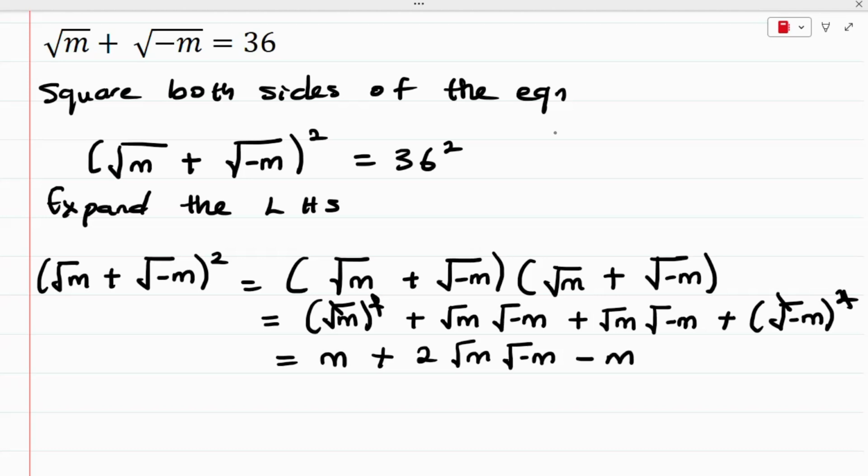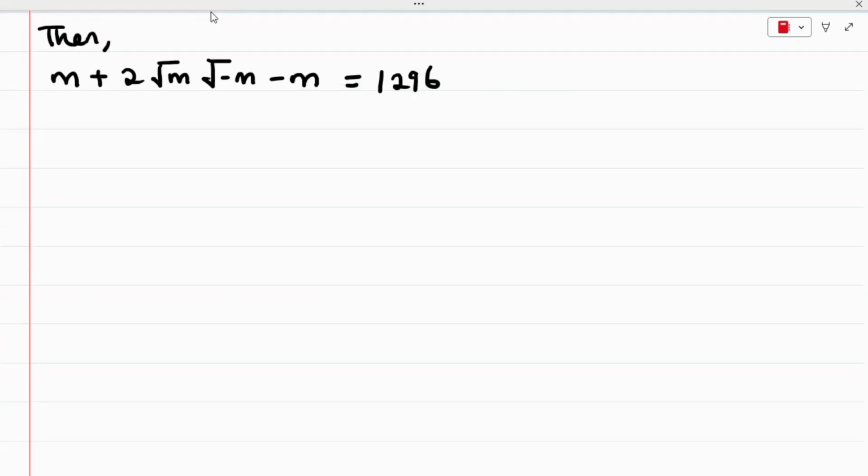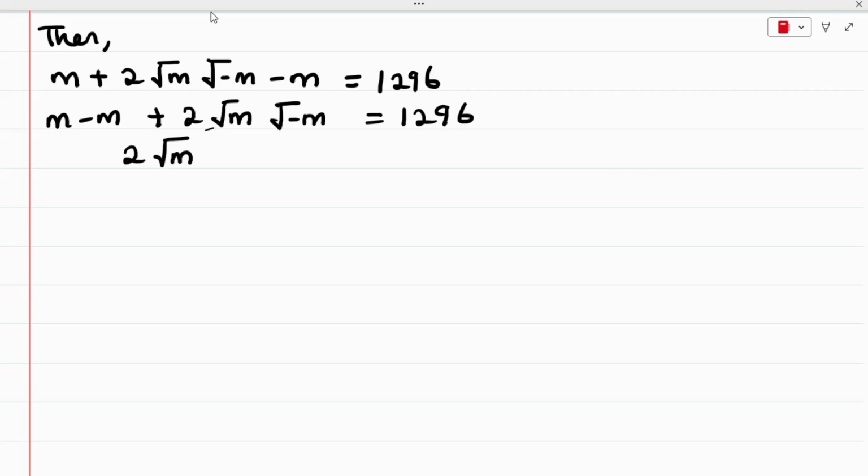So expanding this, we have this. Equating it in the original equation, we have m plus 2 roots of m square root of negative m minus m is equal to 36 squared, which is going to give us 1296. Alright, so from here we have m minus m plus 2 times the square root of m times the square root of negative m is equal to 1296. M minus m is 0, so we have 2 times the square root of m times the square root of negative m is equal to 1296.